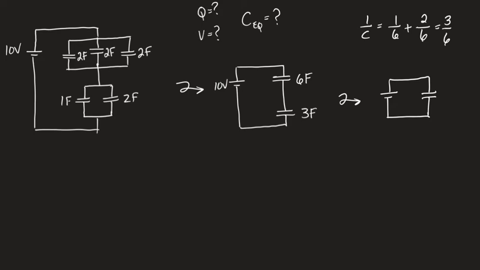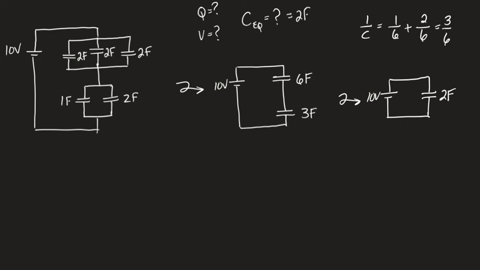This is also not the answer. The answer is not 1/2 either. The answer for the total is 2 farads. It's the inverse of the answer. So 1 over C equals 3 over 6, so C equals 2. This is our reduced circuit, and this is our equivalent capacitance, 2 farads. So this whole system here could have been done with just one of those capacitors.